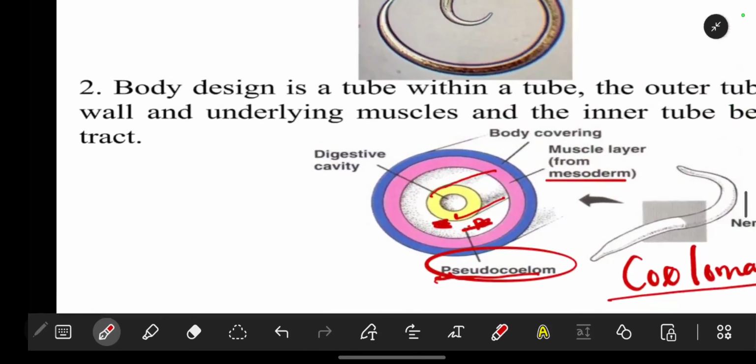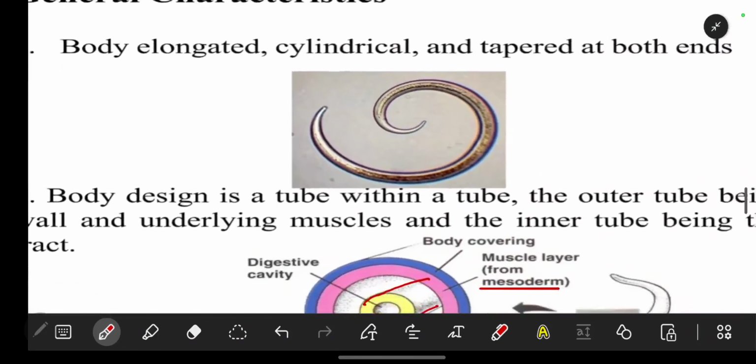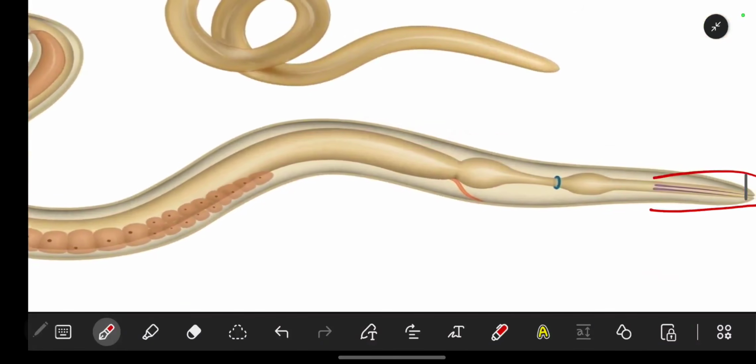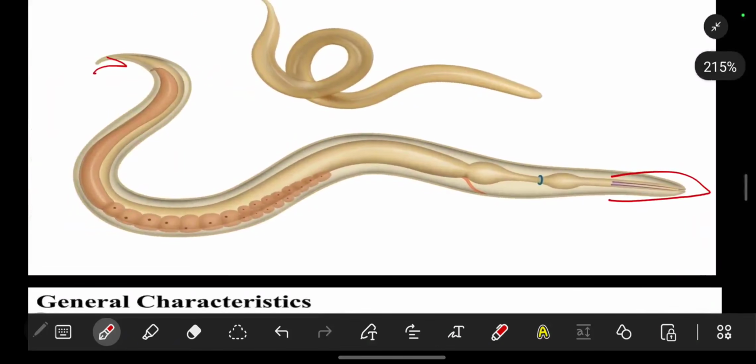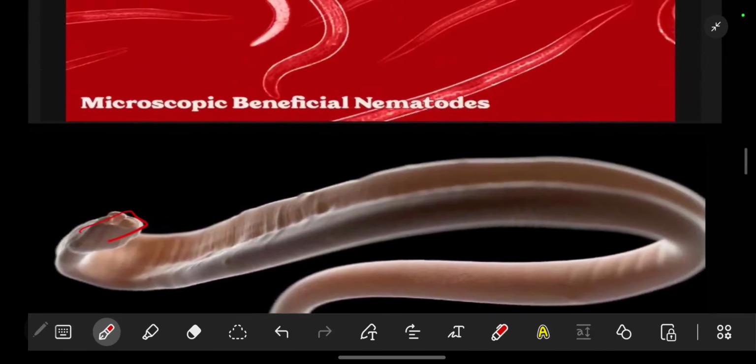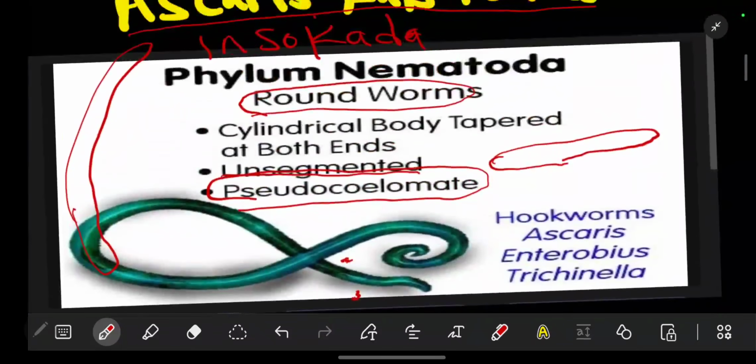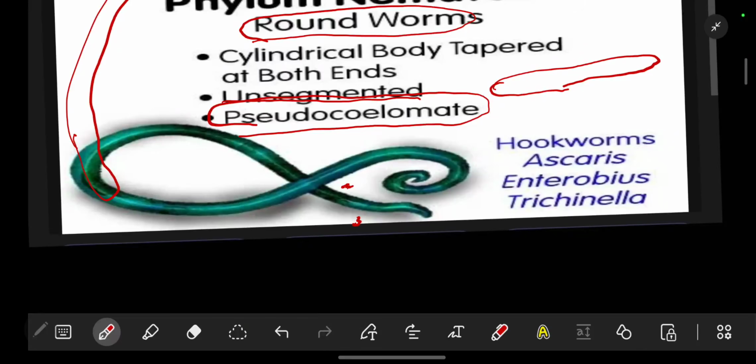So now what we are talking about when we refer to them as bilaterally symmetrical, it simply means to say they can be cut into two equal parts like that, and the other half will look exactly the same. So that is what we refer to as bilaterally symmetrical. So basically that's that about the Phylum Nematoda.